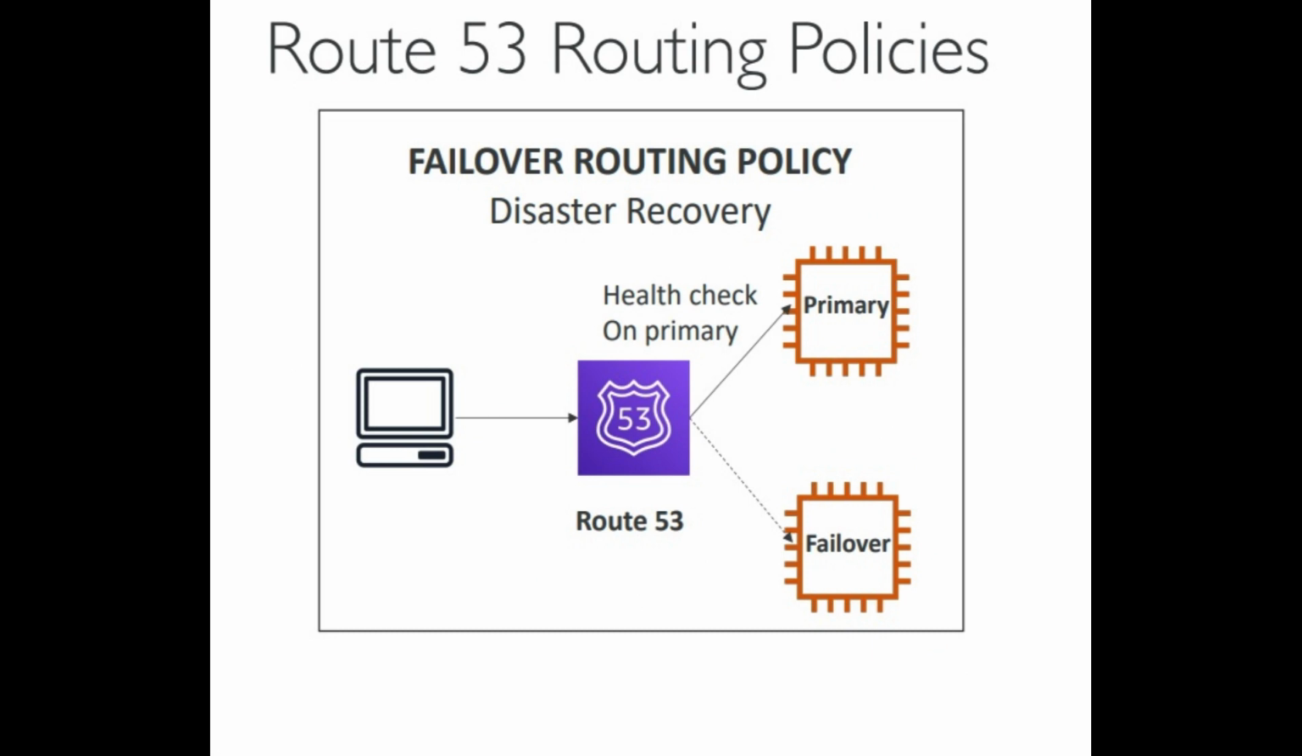The failover routing policy is designed for high availability and fault tolerance. It allows you to configure active-passive failover, where Route 53 will route traffic to a primary resource, like a primary server, as long as it's available. In case the primary resource fails, Route 53 automatically routes traffic to a secondary resource, like a standby server.